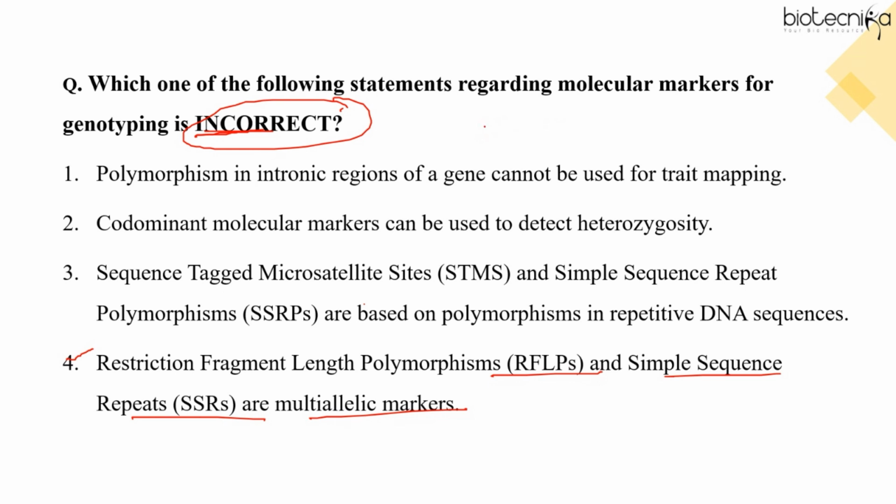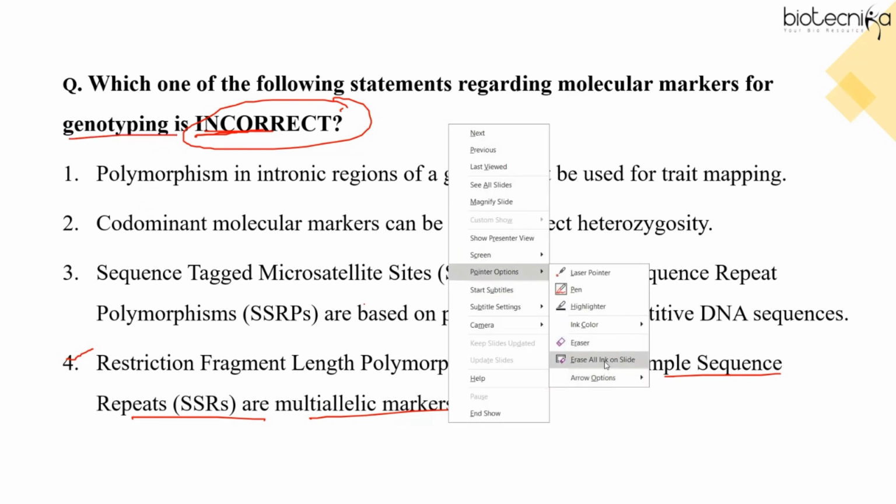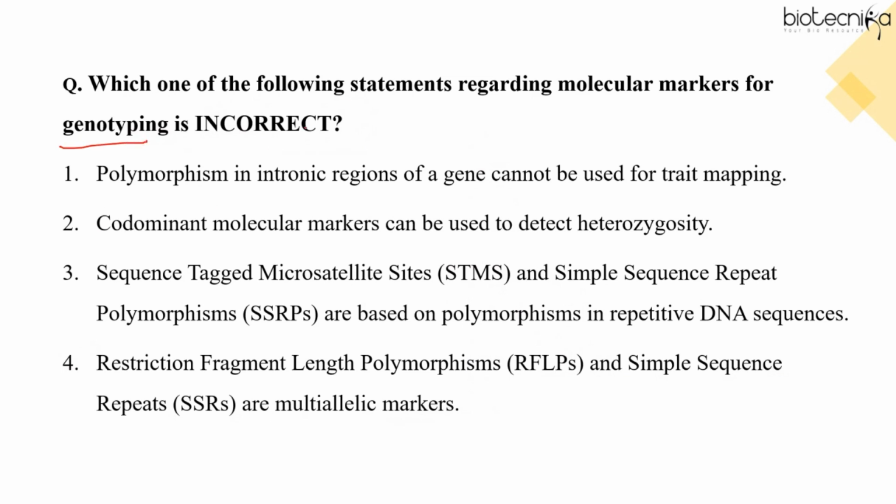So yes, what is the answer over here? Let's first understand the question. The question is about molecular markers: which of the following statements regarding molecular markers for genotyping is incorrect? Now, what is genotyping basically? Genotyping is the process of determining differences in the genetic makeup of an individual by examining the individual's DNA sequence and comparing it to another individual's sequence or a reference sequence.